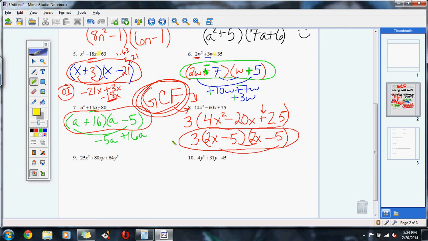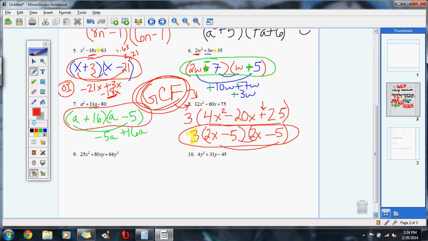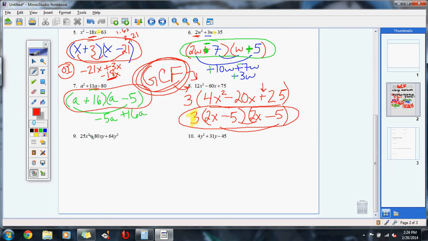We're getting better at this, but right here, you've got to have that 3 out front in order for this to be the correct answer. Okay, making progress. 2 more problems before we'll stop the video on page 1.